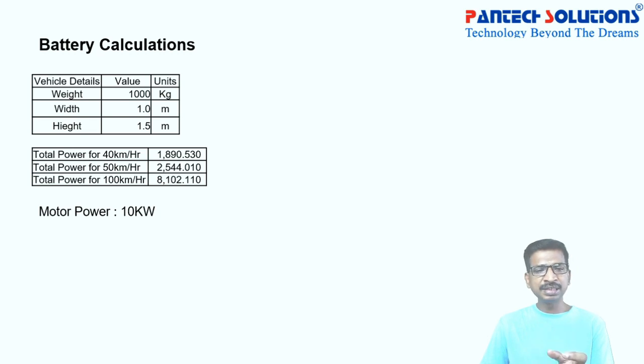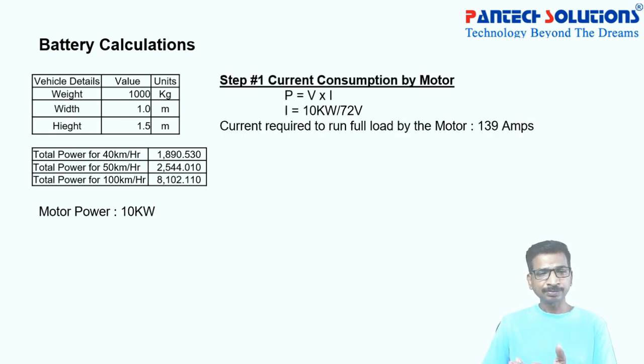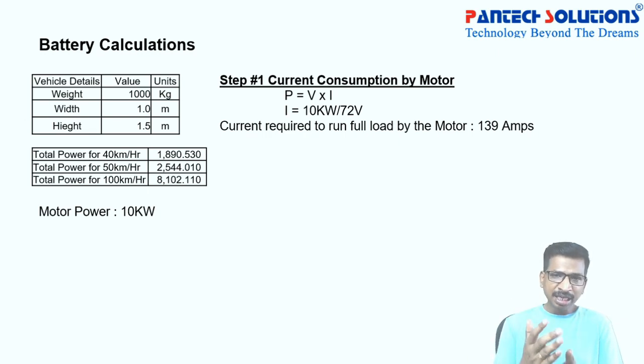The third step is the battery sizing. So how to choose the battery sizing? The first step is to calculate the total current consumption by the motor when it is fully loaded. Suppose you are going to use 100% of the 10 kilowatt as a load, then you can calculate the total current consumption using the formula P = VI. Just apply 10 kilowatt and then 72. So now we have chosen that the terminal voltage of the motor is 72 volts.